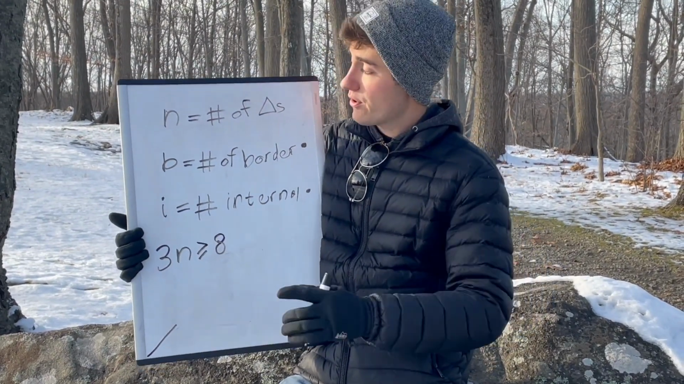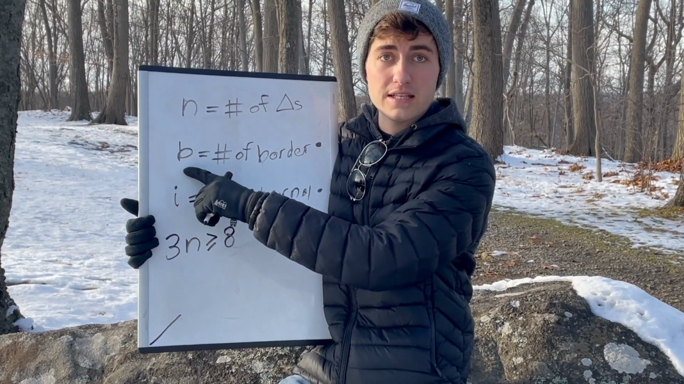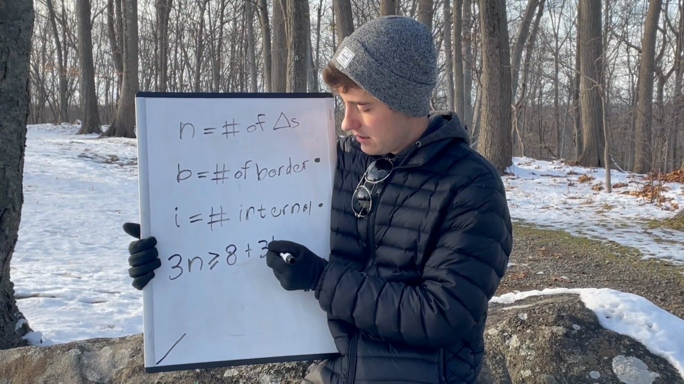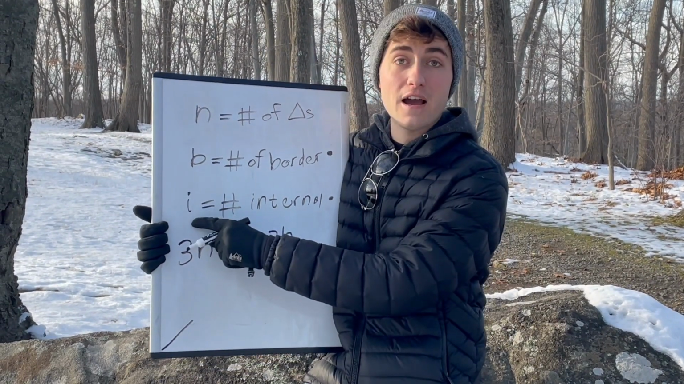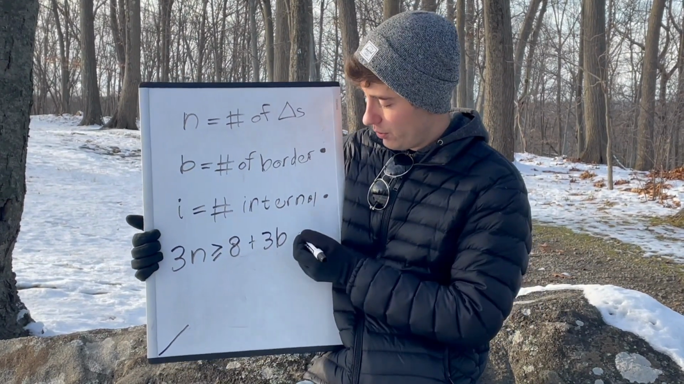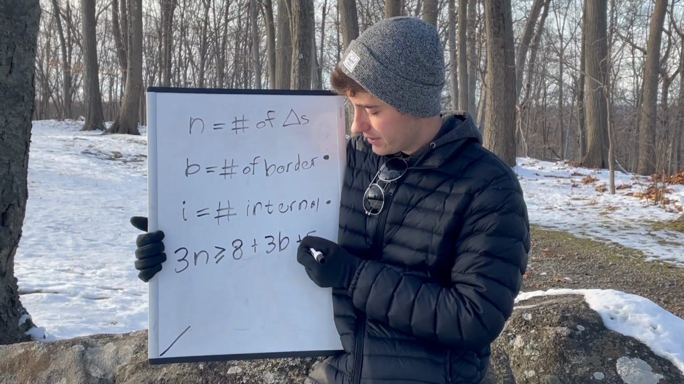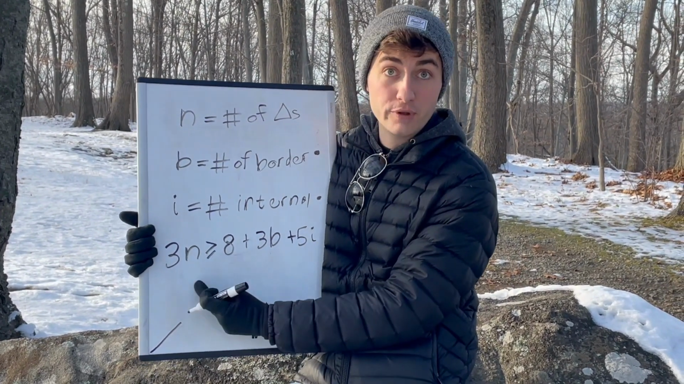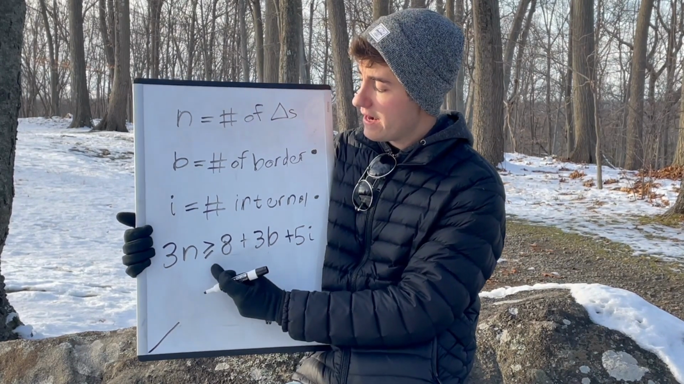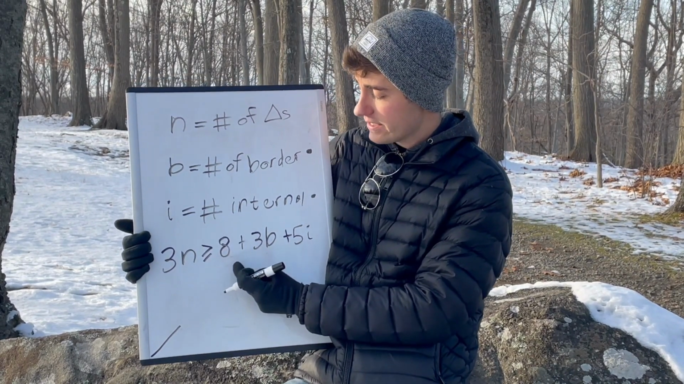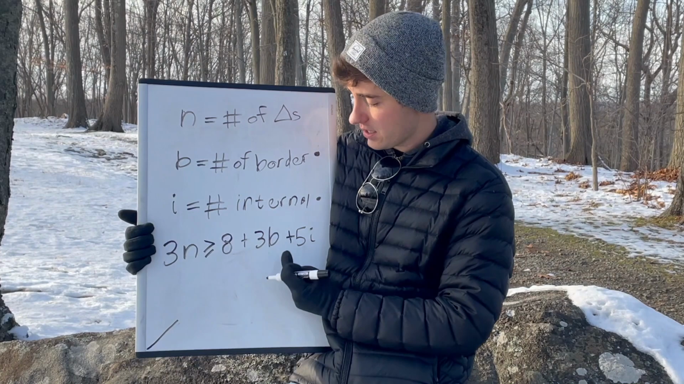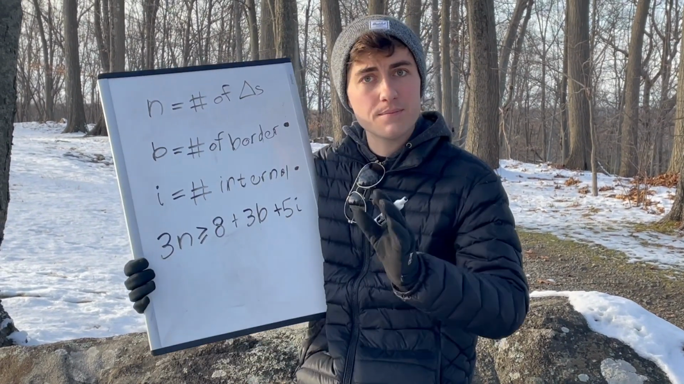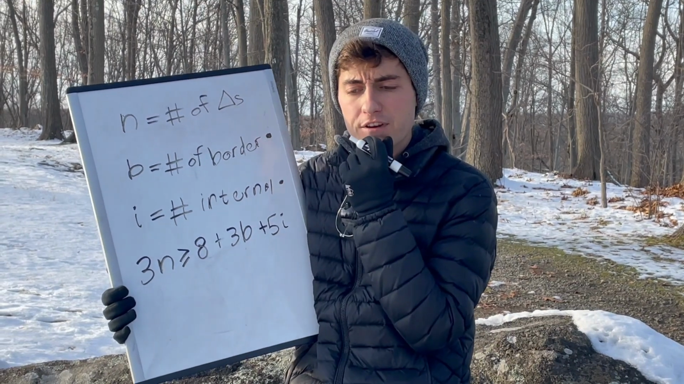And then we know there has to be at least 3 triangles tucked into each border point, so we're going to have plus 3 times b. And we know there has to be at least 5 triangles tucked into each internal point, so plus 5 times I. So if we count every vertex, triple counting every single triangle, that number has to be at least 8 plus 3 times the number of border points plus 5 times the number of internal points. We need more information. What's another thing we can figure out about triangles?